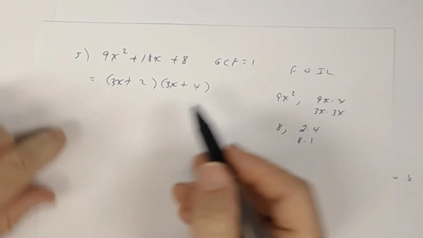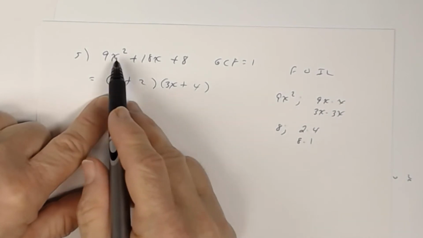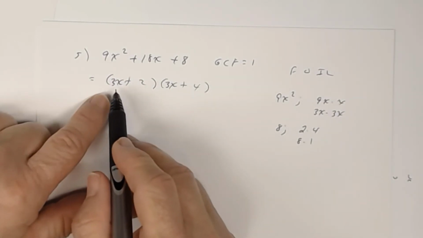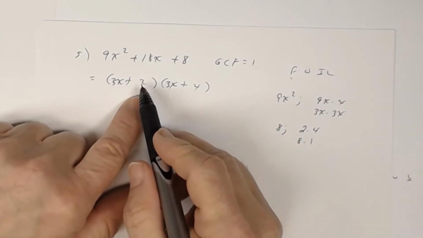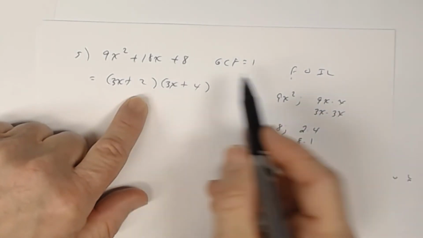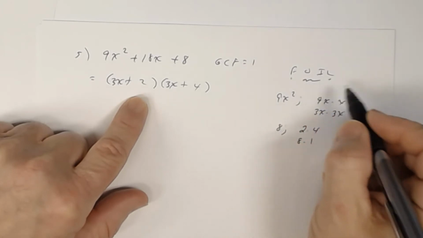Now let's check. Always check. You got to make sure you get this trinomial back. So 3x times 3x is 9x squared, so I'm good at this point. The last, a positive 2 times a positive 4 is a positive 8, so my L is okay. Now let's check the outer and the inner.